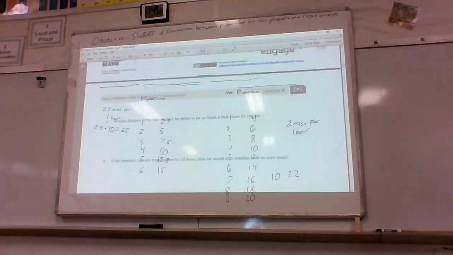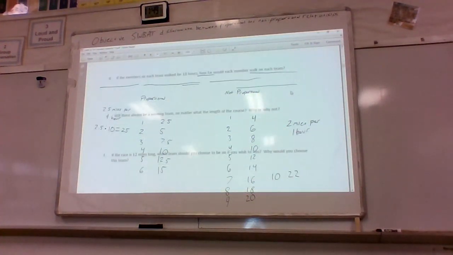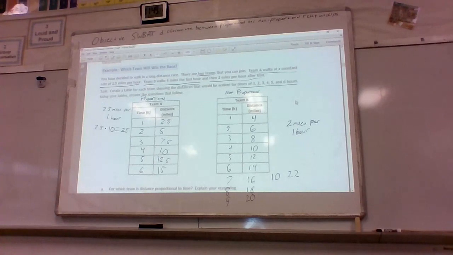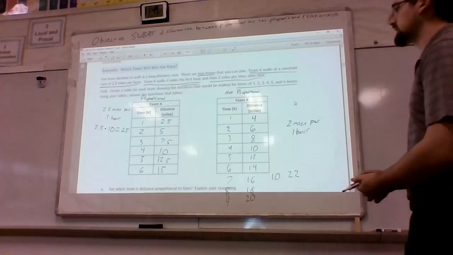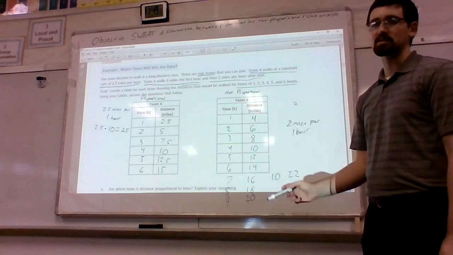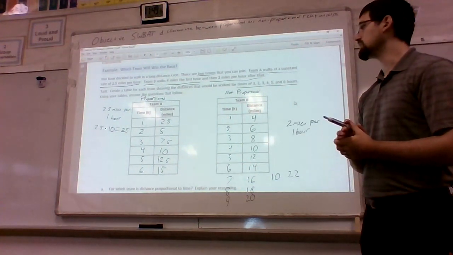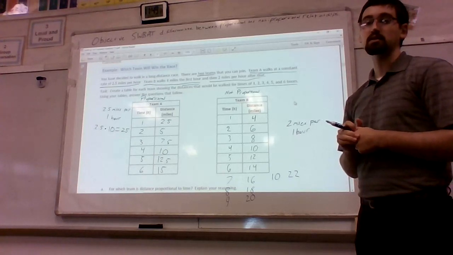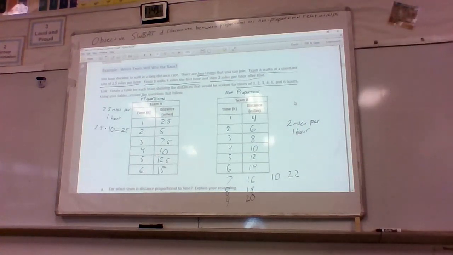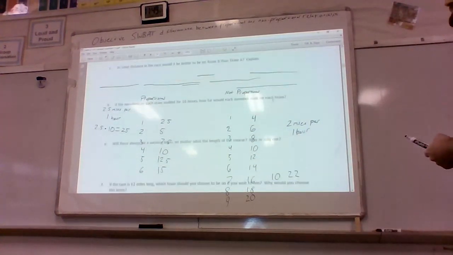Sorry, the screen's getting pretty full. I might have to erase some things. E, will there always be a winning team no matter what the length of the course? Why or why not? Okay, if the length of the course, will there always be a winning team? Yes or no? Well, if I'm looking here at 4 hours, these teams should be tied up exactly, right? They've both traveled exactly 10 miles. So if the distance is exactly 10 miles, then these teams should, based off of what we're told here, be in a complete tie. Okay, so that answers that question.